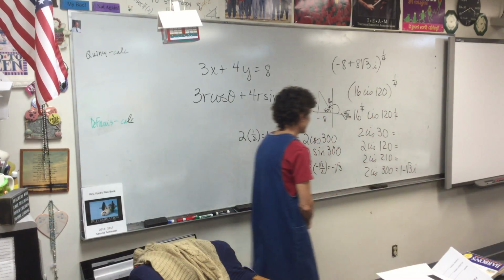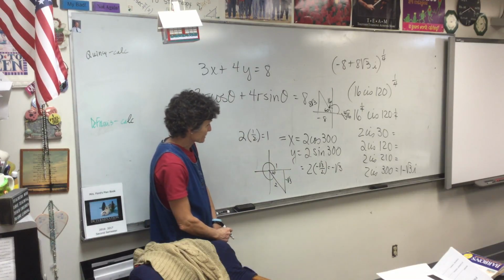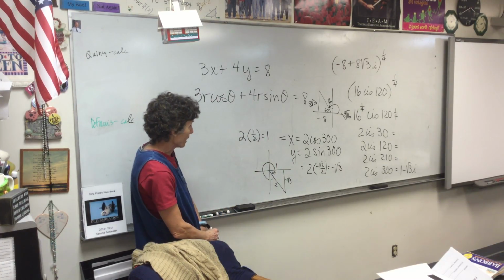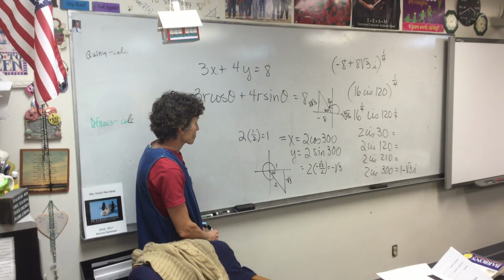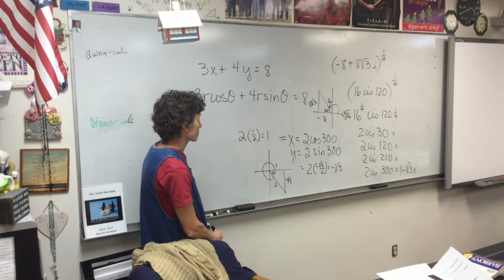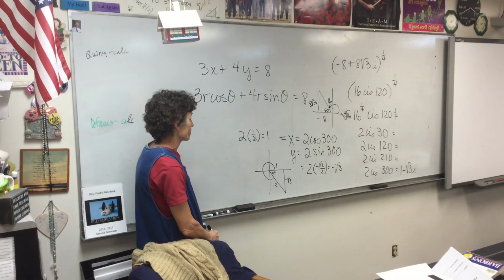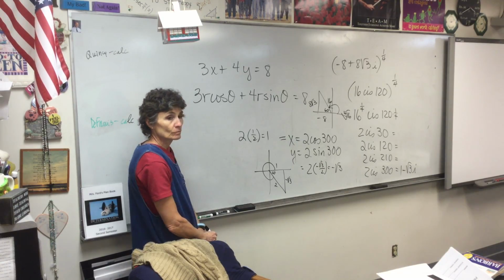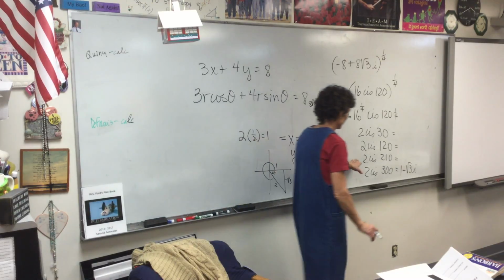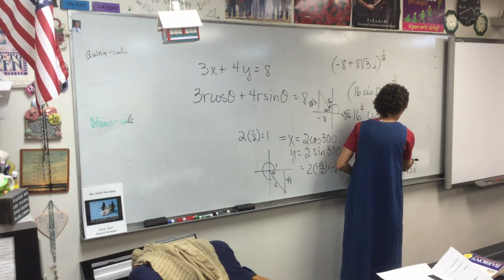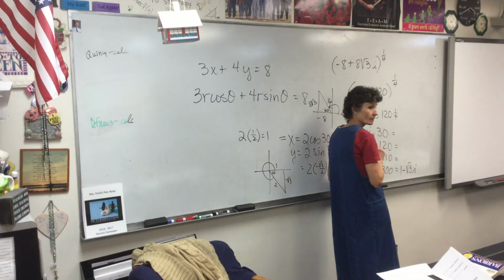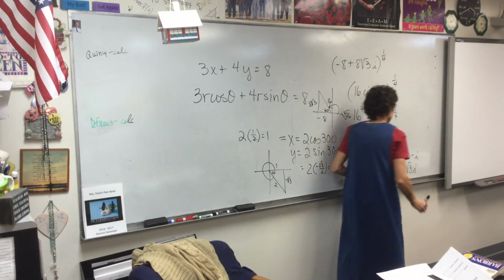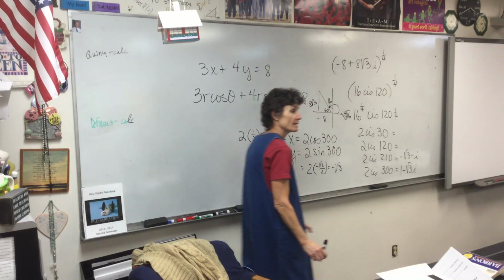So I have mine done. I wrote my answer in rectangular form, x plus yi. Anybody have yours done? Almost. What's the third one? Is it negative root 3 minus i? That sounds really good to me. I think that's right.